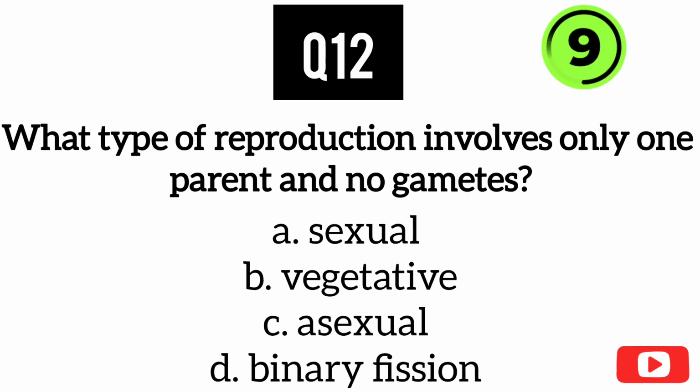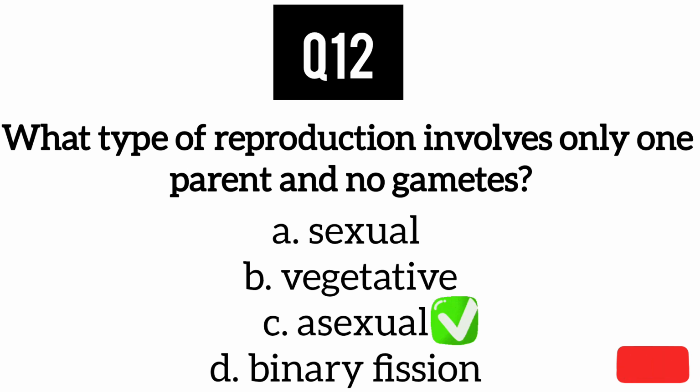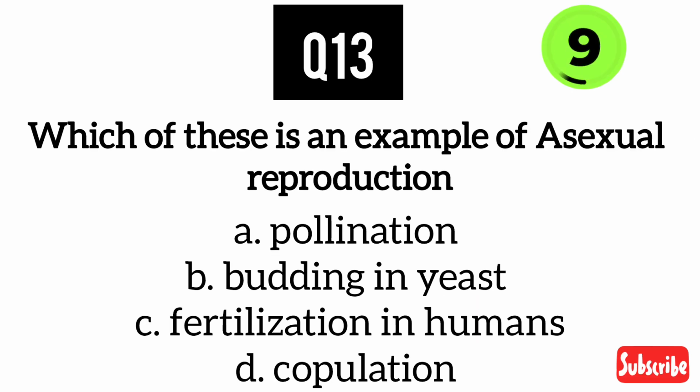Question 12. What type of reproduction involves only one parent and no gamete? A. Sexual, B. Vegetative, C. Asexual, D. Binary fission. So the correct answer is option C, asexual. Question 13. Which of these is an example of asexual reproduction? A. Pollination, B. Budding in yeast, C. Fertilization in humans, D. Copulation. So the correct answer is B.